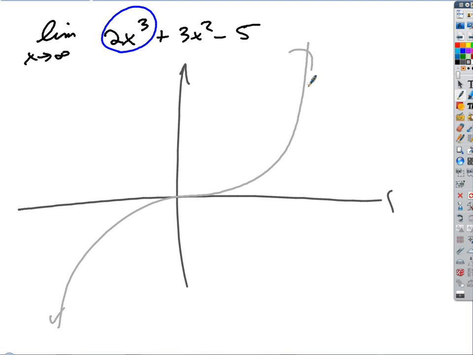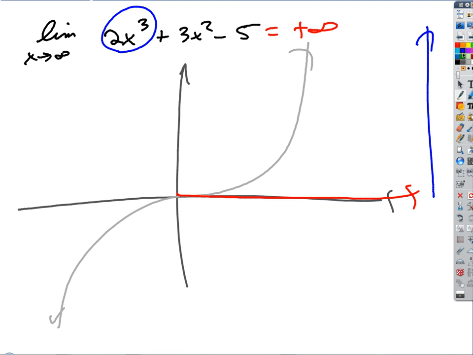So as x approaches positive infinity, that means as we go out this way forever, are we going up or down forever? Up. So the answer is positive infinity. As x approaches infinity, so as we go out this way forever, y approaches positive infinity, so we also go up forever. See what I'm saying? Okay, what would the limit be?